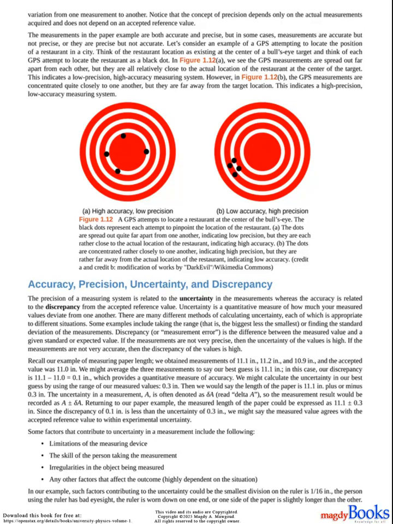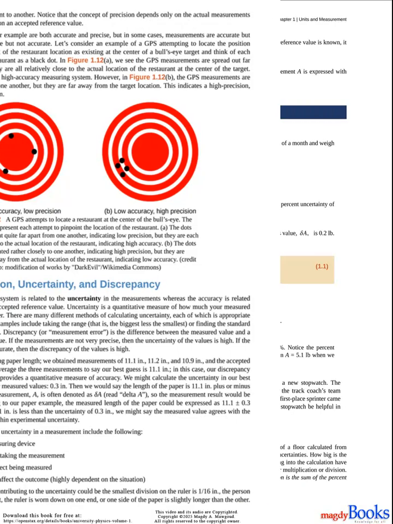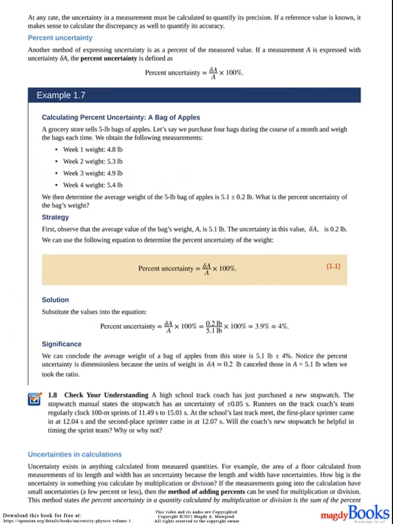In our example, such factors contributing to the uncertainty could be: the smallest division on the ruler is 1/16 inch, the person using the ruler has bad eyesight, the ruler is worn down on one end, or one side of the paper is slightly longer than the other. At any rate, the uncertainty in a measurement must be calculated to quantify its precision. If a reference value is known, it makes sense to calculate the discrepancy as well to quantify its accuracy.